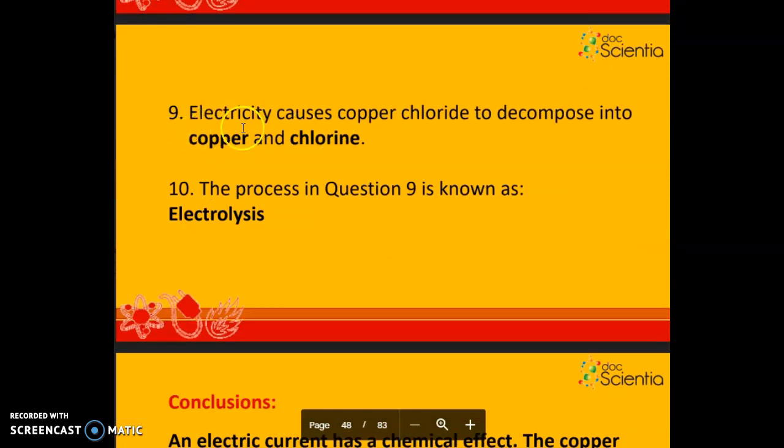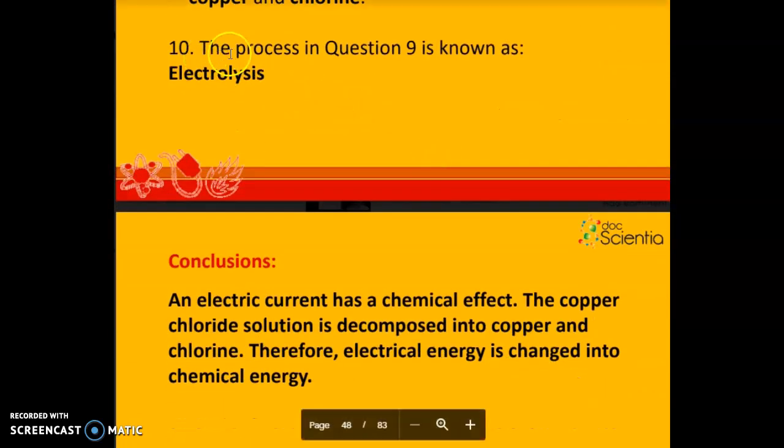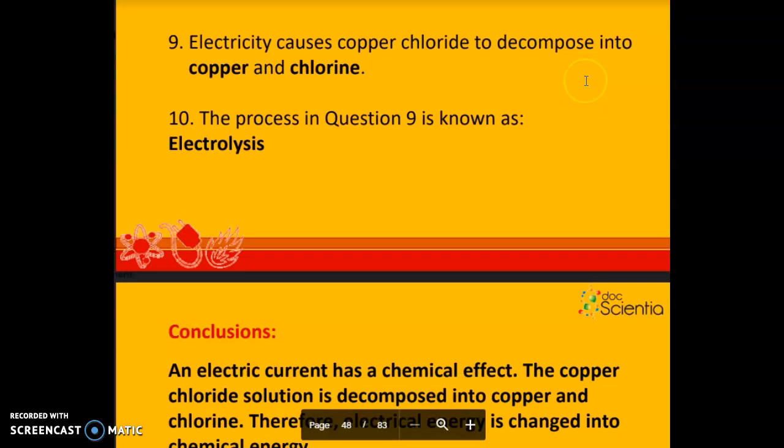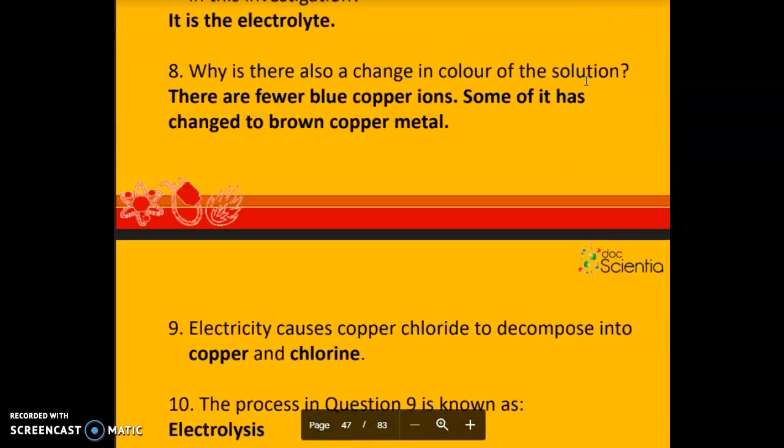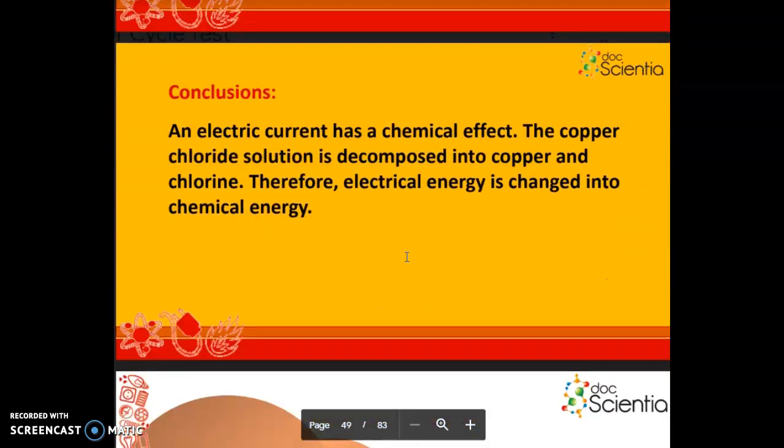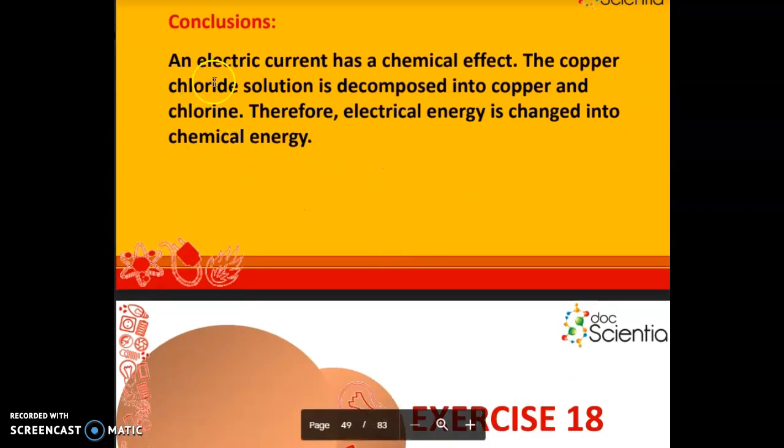Also, this is an important question. Electricity causes copper and chloride to decompose into two different components, which are copper and chlorine. And what is the process called for the above mentioned process? And that is called electrolysis. So the conclusion here is an electric current has a chemical effect, and the copper chloride solution is decomposed into copper and chlorine. Therefore, electrical energy is changed into chemical energy.